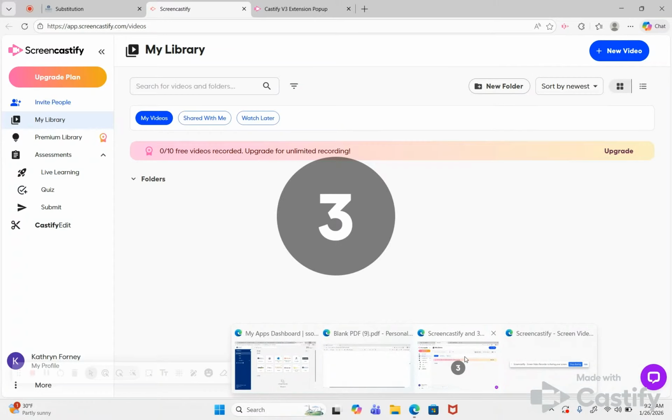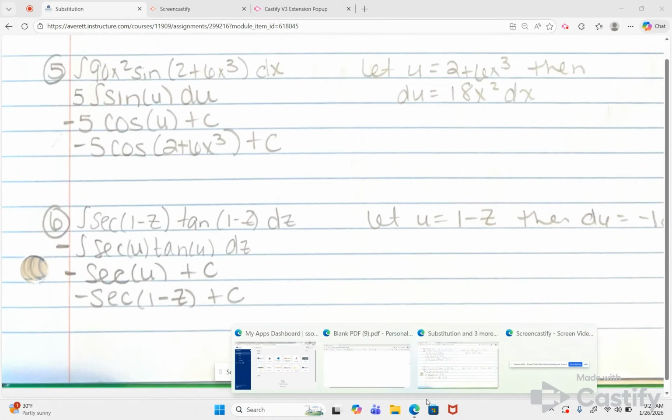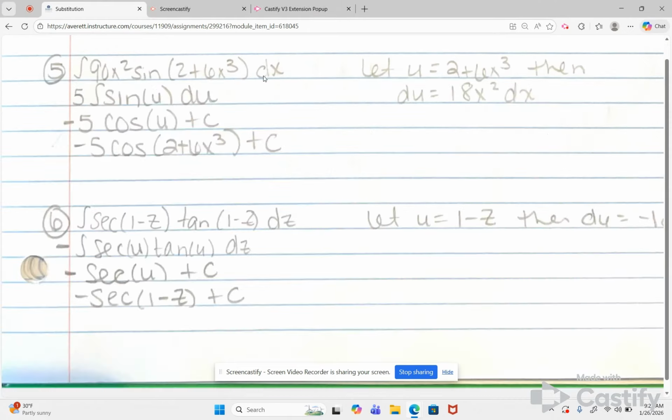Hello guys. I am going to go over u substitution, and in these we are going to have trig functions. So if you look at this, we want to integrate 90x squared multiplied by sine of 2 plus 6x cubed dx.